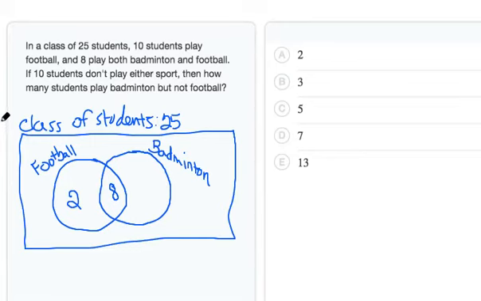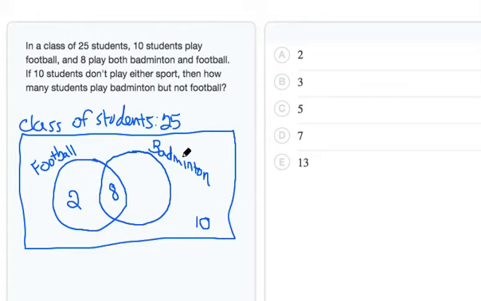The next sentence in our question says, if 10 students don't play either sport. Now if we look at our Venn diagram, there's 10 students in the class, but they don't play either sport, meaning they're outside of these circles. So that would be over here somewhere in the class, but they don't play either sport. How many students play badminton but not football? Now, badminton but not football accounts for this portion over here of the badminton circle.